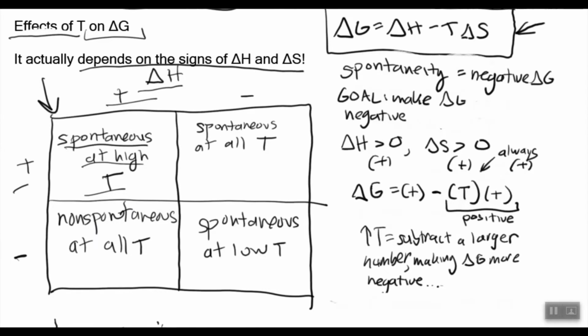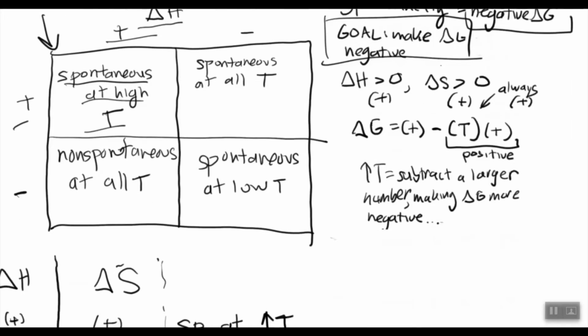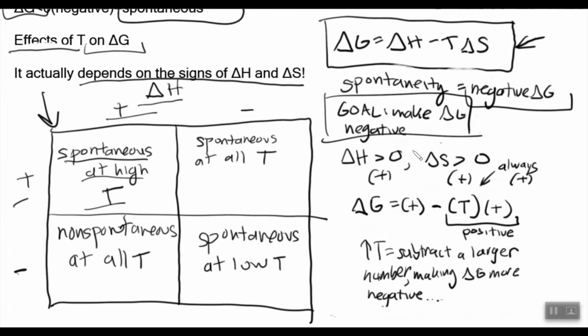Well, we can kind of prove it to ourselves by thinking about what spontaneity means. It just means we need to have a negative ΔG. Doesn't matter what size, we just need it to be negative. So our goal, make ΔG negative. So how do we do that? Well, let's start off by stating what we know. We know that the ΔH and ΔS are both positive, so I'm going to substitute those variables with some positive or negative signs, and in this case, they're both positive signs.